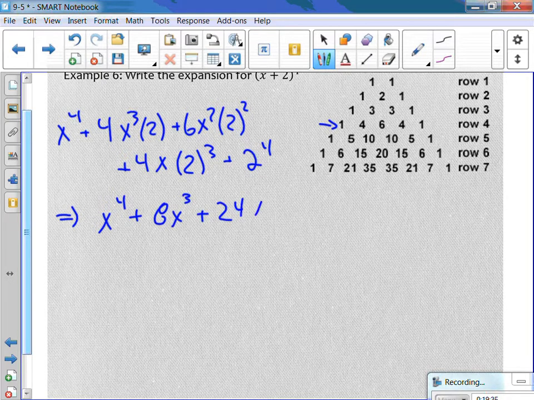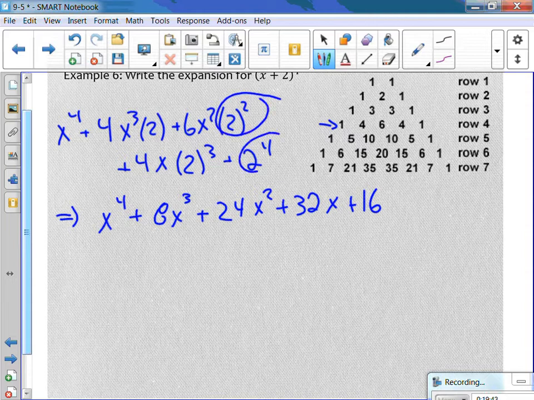Don't leave your answer with 2 squared, 2 to the 4th, anything like that. Again, multiply that on out. Here you can see we get that x to the 4th plus 8x cubed plus 24x squared plus 32x plus 16.